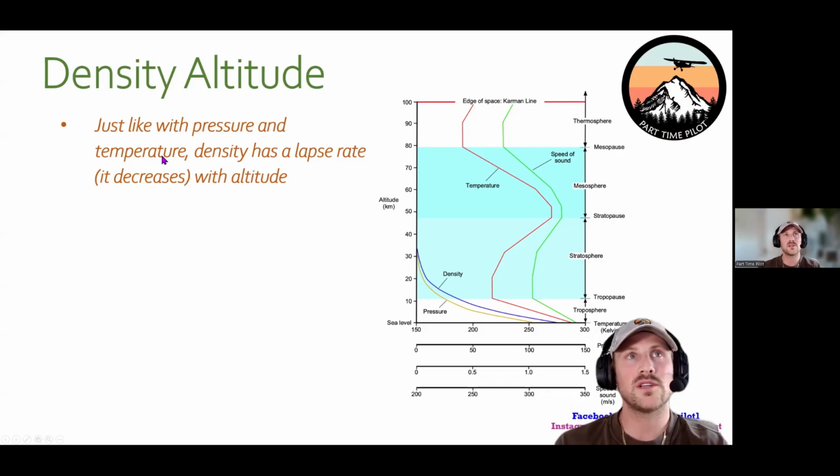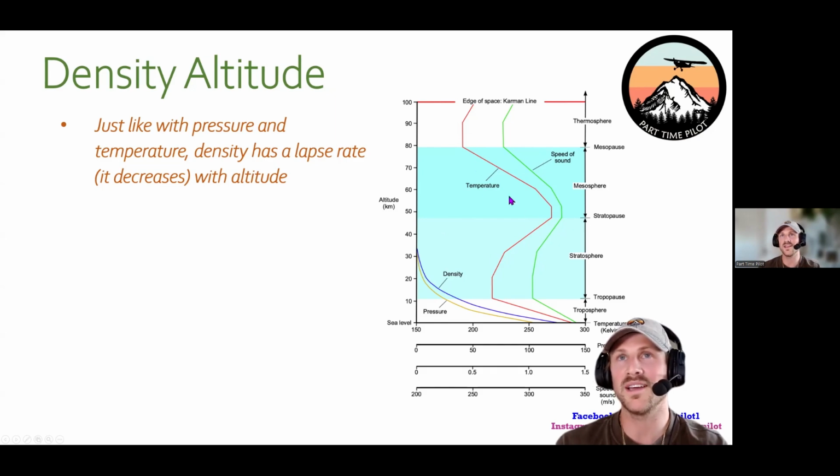So just like with pressure and temperature, density has a lapse rate, meaning it decreases with altitude. There's a lot going on here, but if you just look at this white part of the graph, that's the troposphere. Don't worry about anything up here.